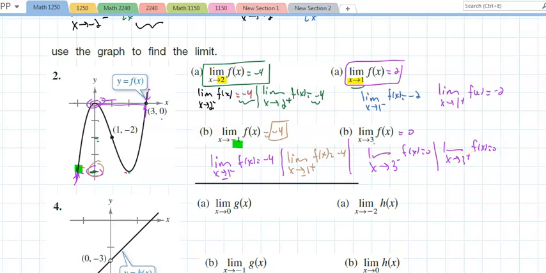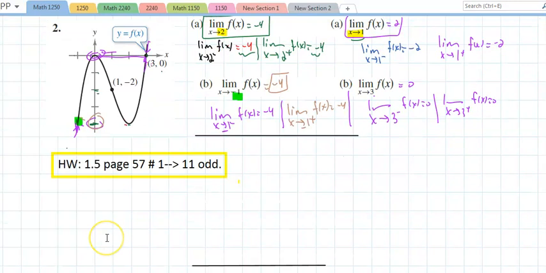And I am going to give you the homework. Your first homework assignment on 1.5 is on page 57. You're going to do 1 through 11 odd.